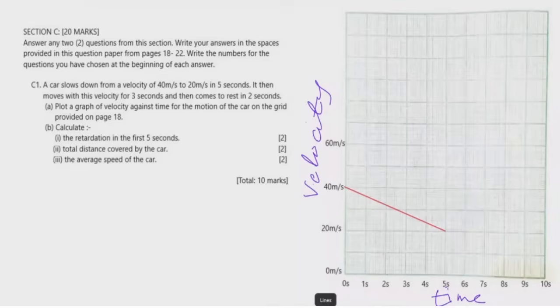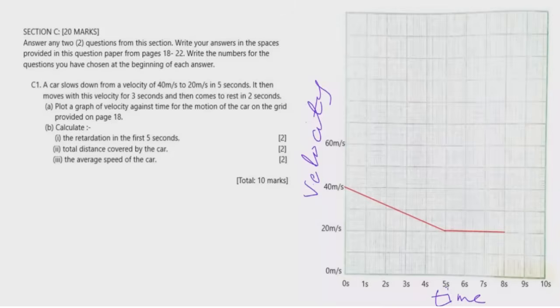The next statement is from there. Now we can say it then moves with this velocity for 3 seconds. So that means it moves at 20 meters per second for 3 seconds. When we add 3 seconds to 5 seconds, we get 8 seconds. So we're going to start from 8 like that, then we draw. From 5 to 8, the velocity was constant. So we're going to have something like this.